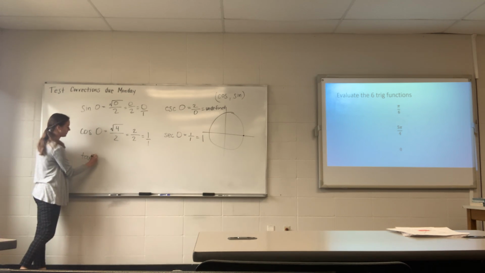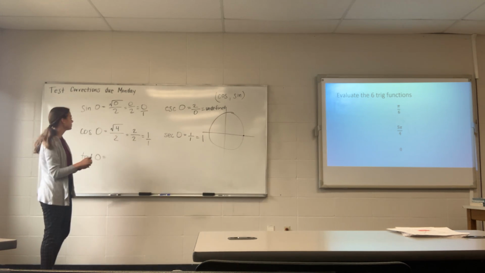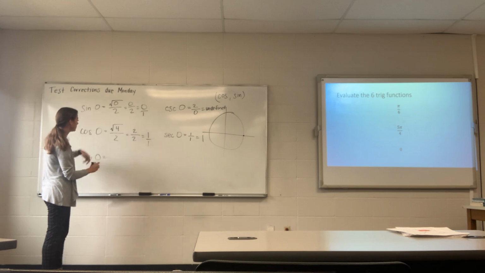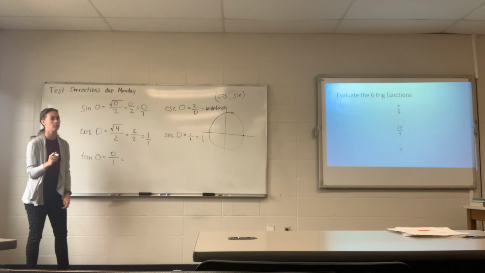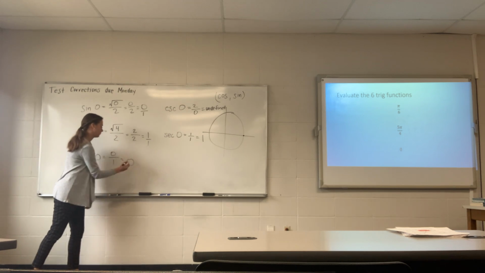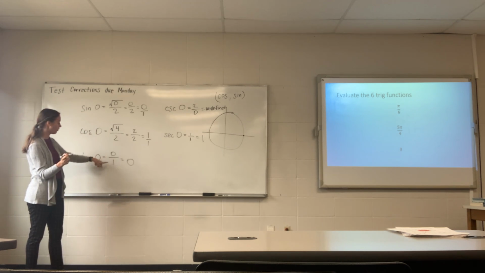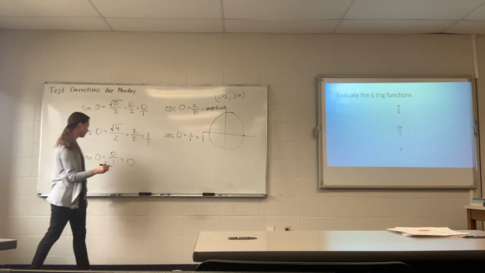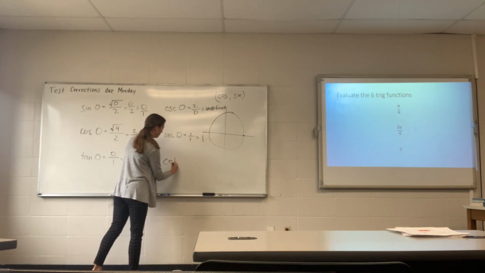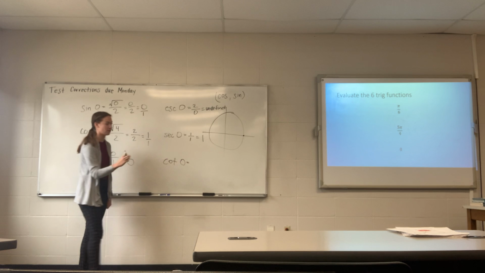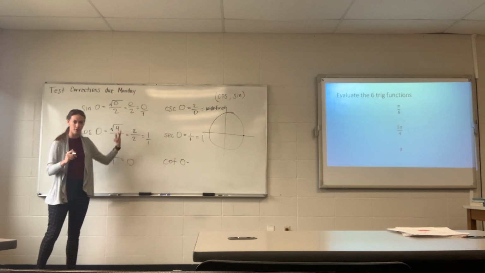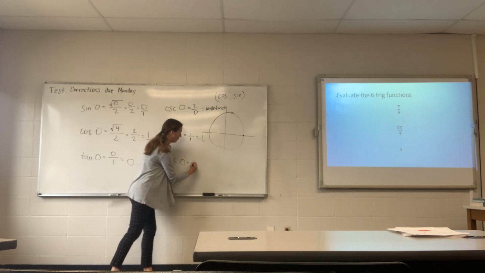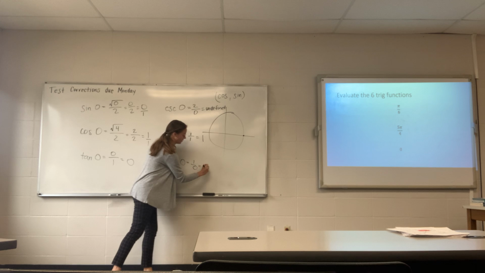How do I figure out what my tangent is? Sine over cosine. So my sine was 0 and my cosine was 1. So what's that going to be? 0. So 0 over 1, which would be 0. So then my cotangent at 0, how would I figure that one out? Yeah, it's going to be undefined because 0 over 1, if I were to flip that, would be 1 over 0, which is undefined.